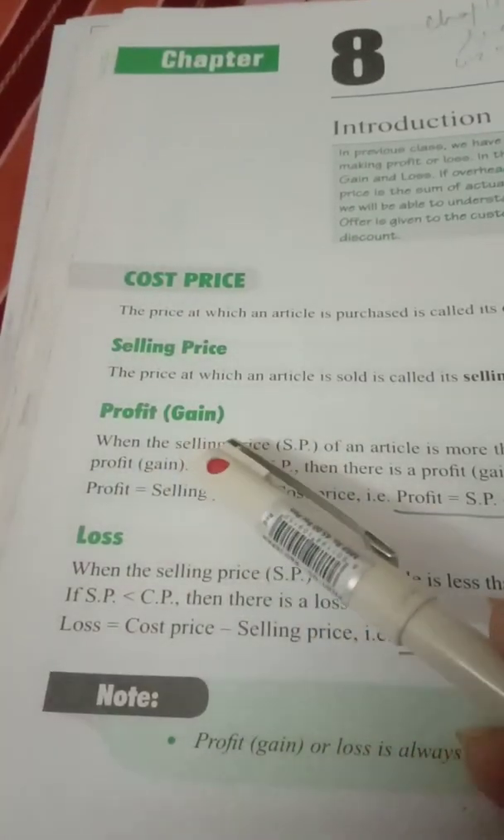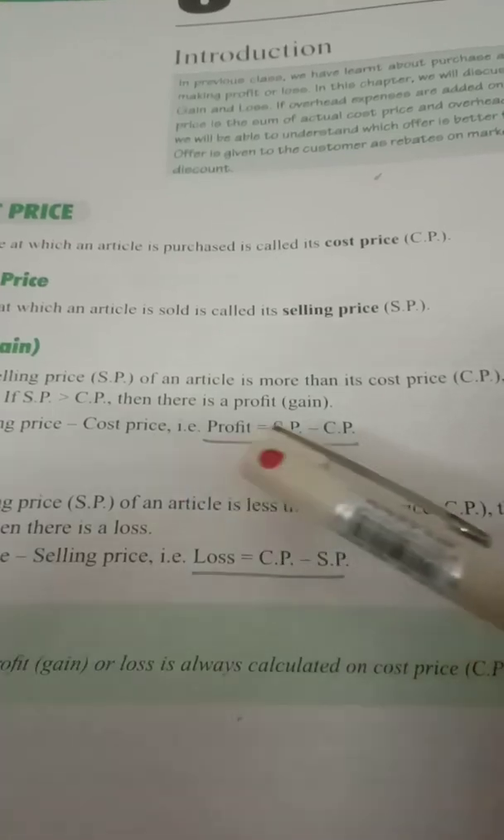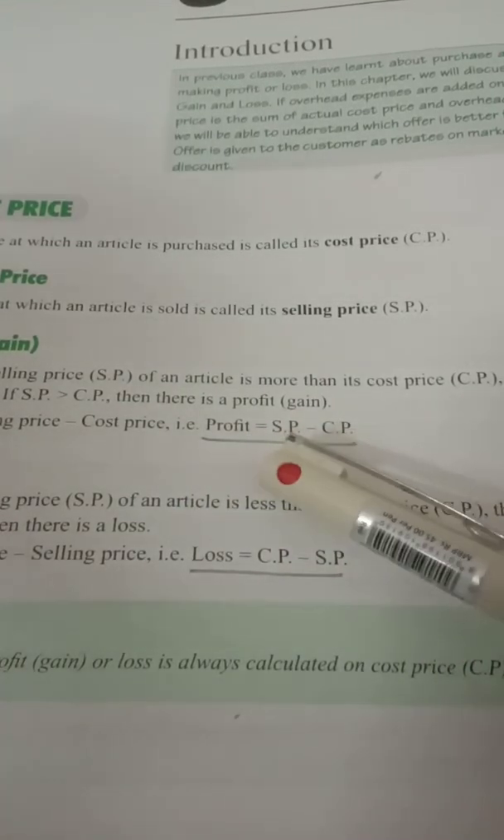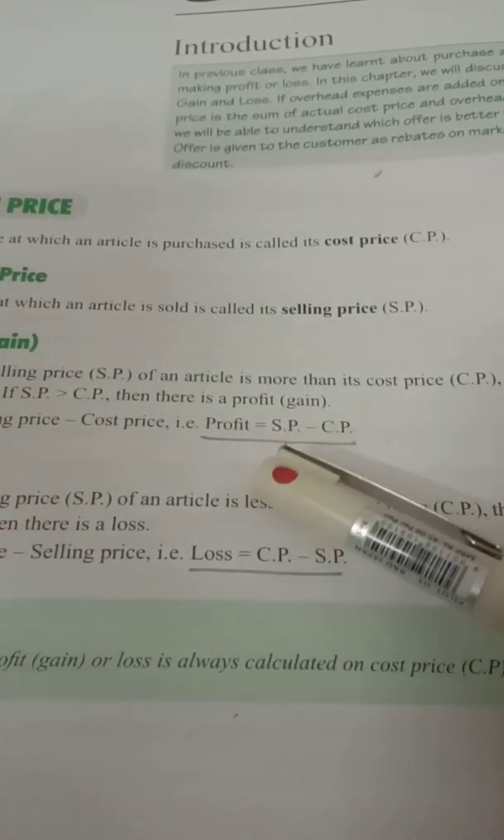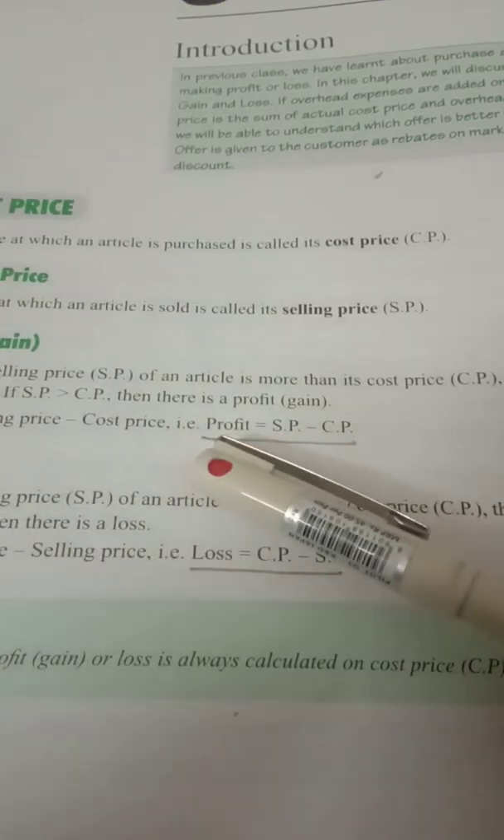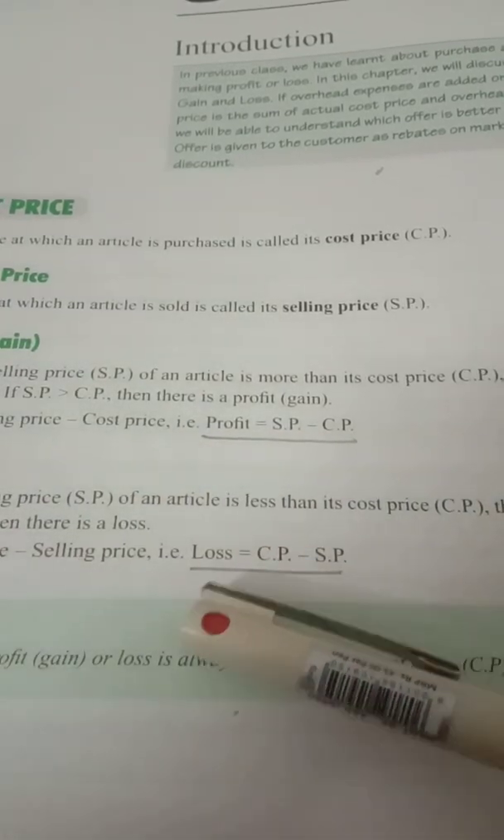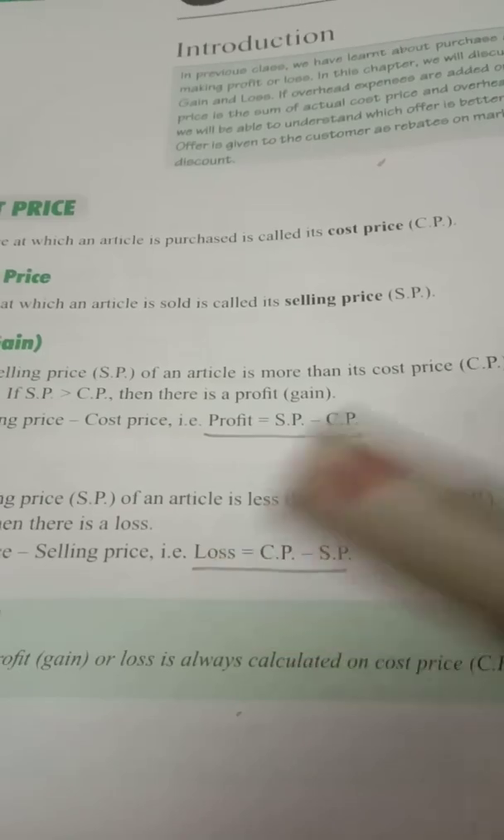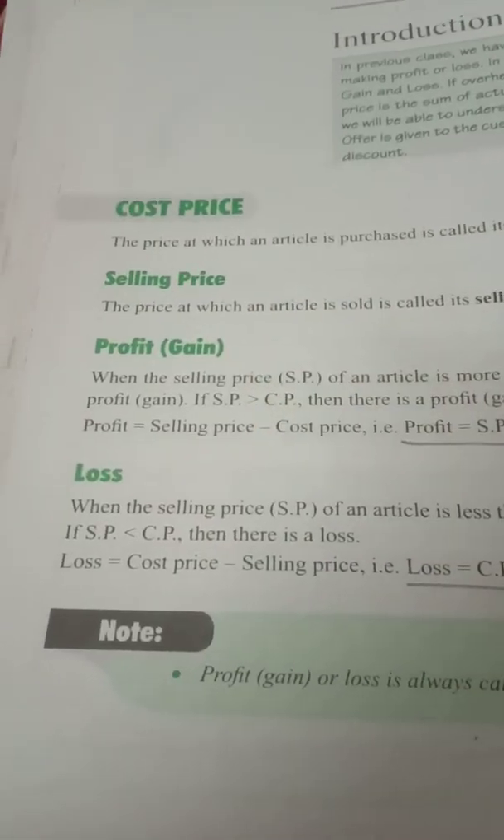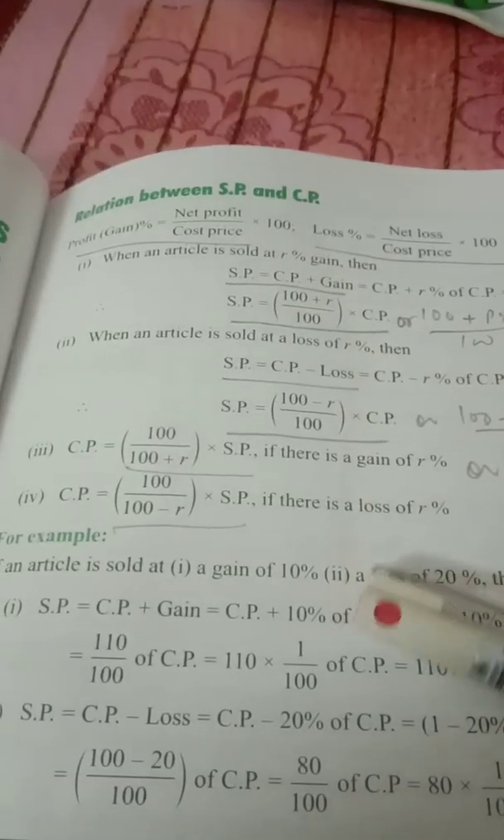Now profit is actually a condition when we buy at less cost and we are selling it at a higher cost. So we can say when the selling price is more, we have a profit, and when the cost price is more, we have a loss. As this chapter is entirely based on formulas, you need to learn the formulas thoroughly, given on page number 95.